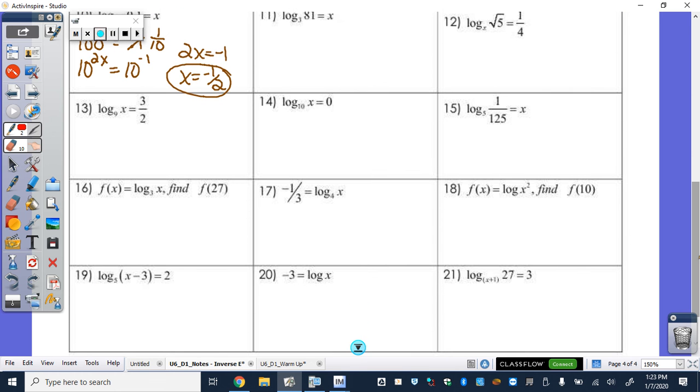What's 16 asking us to do? Plug in 27. So f of 27 equals log base 3 of 27. So again, remember f of 27, that's just a notation thing. Nothing actually happens on that side. This one you can think about in your head. What exponent on 3 gives us 27? 3 to the 3rd is 27. So log base 3 of 27 would simplify to 3.